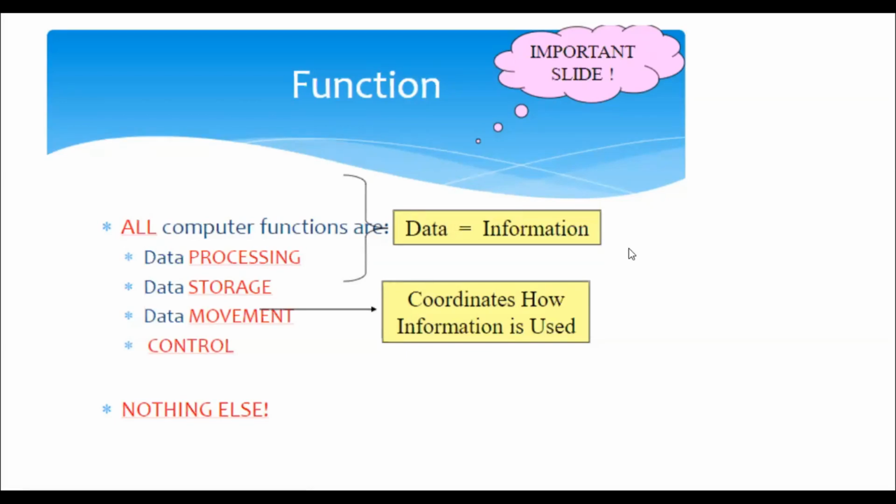The first function of a computer is data processing. We all know that data is organized raw facts, turned into meaningful information. Data processing is the manipulation of data by a computer. It includes the conversion of raw data into readable form.